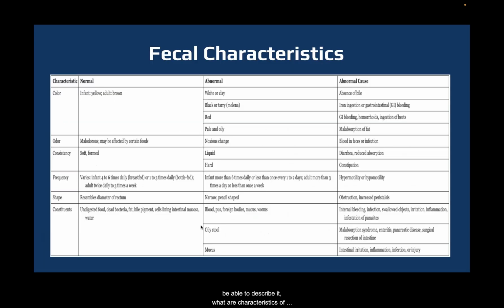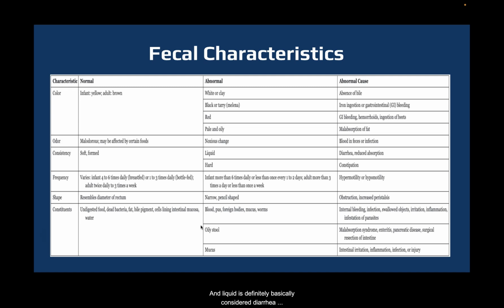What are the characteristics of feces? Obviously the color, right? Abnormal is white or clay, black tarry, which could mean blood in the stool, red, pale, and oily. The odor is normally malodorous, of course, and certain foods do affect it. If there's a noxious change in the smell, then it could mean blood in the feces or even infection. Consistency should be soft and formed, and if it's liquid or very hard, then that's abnormal.